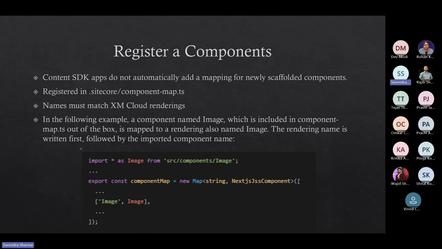And this registration, you can do within the .sitecore/component-map.ts file. So inside this one, we have to add it. Whatever JSON rendering you have created in XM Cloud, the component name that you have provided must match your component name, and that's what you make the entry for here. For example, we have created an image component. So you have to write import star as Image from wherever the location is available. And once you've done that, you have to provide the key value pair, what the key name is and what the value is.